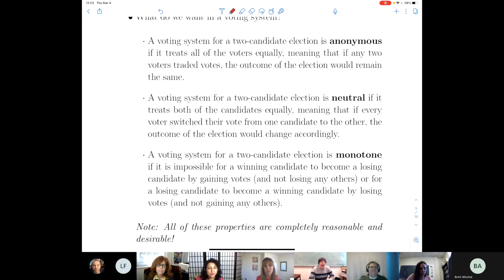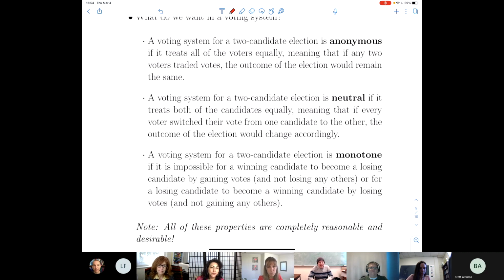So we would talk about anonymity. A two-candidate election is anonymous if the voters are treated equally. And that was the first case. And the way that we would quantify this is to say, well, if any two voters were to switch their votes, the outcome of the election should not change. And I think Brett said that I was being a dictator in the first case, and I absolutely was. That case is not anonymous, because if you switched my vote with Rhonda's vote, that would switch the outcome of the election.